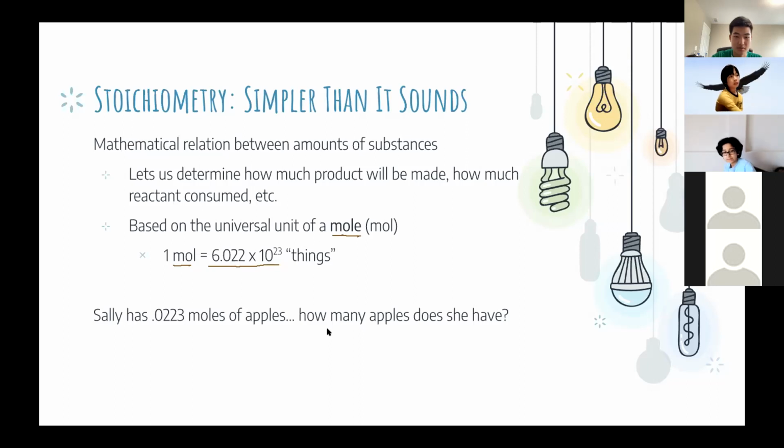So the definition of a mole is 6.022 times 10 to the 23rd things, for lack of a better word. So if anybody has a calculator, if Sally has 0.0223 moles of apples, how many apples does she have? This is just for us to get used to the fact that we're counting in a different unit than we're used to. It's a lot of apples, so don't be scared by the fact that you get a huge number. If anybody gets an answer, you can write it in the chat. It's just a one-step multiplication. I'll write it out too.